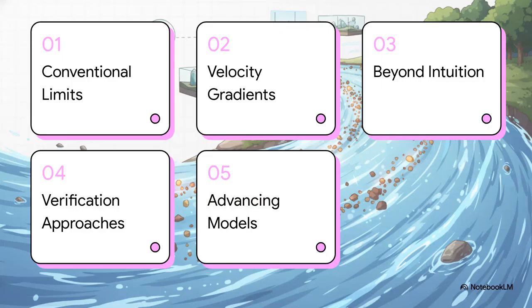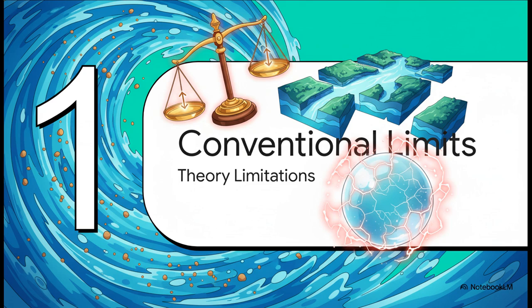Okay, let's take a quick look at our roadmap for this explainer. We'll start with the limitations of conventional theory, move into velocity gradients and upward forces, and then discuss moving beyond intuitive interpretation. After that, we'll cover 3 specific verification approaches and wrap up with how we're advancing practical models. Starting with Section 1, the limitations of conventional theory.